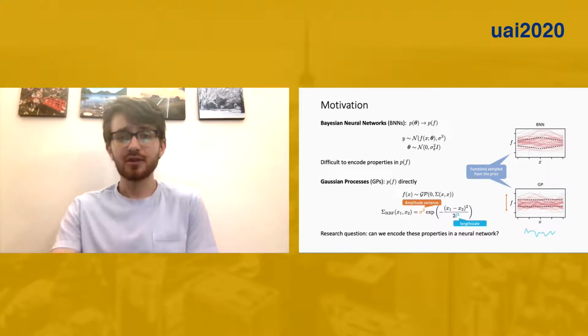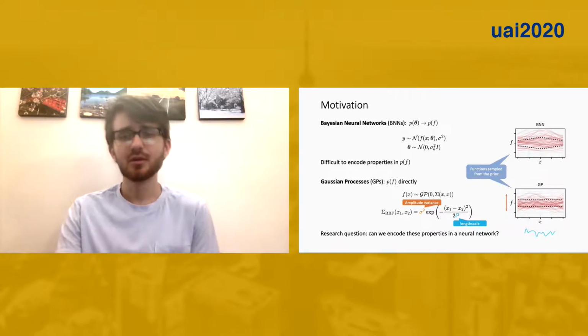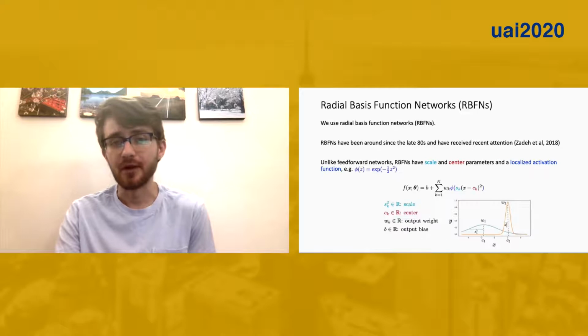Our question is, can we encode these properties in a neural network? Compared to other approaches that use optimization, we'll attempt to directly encode these properties in the prior.